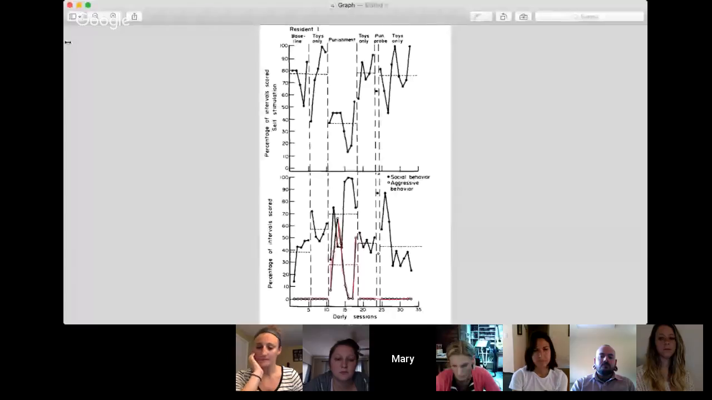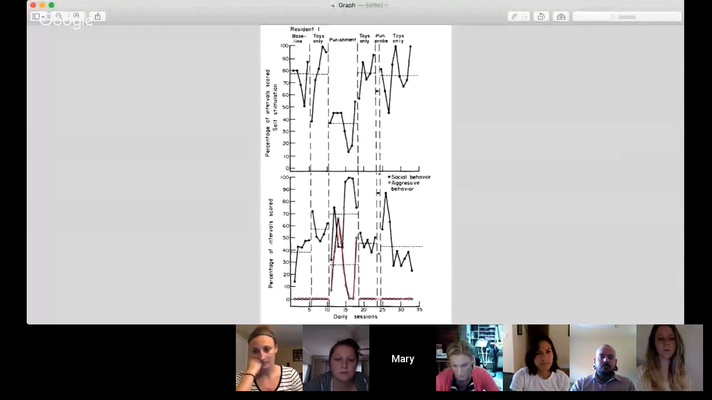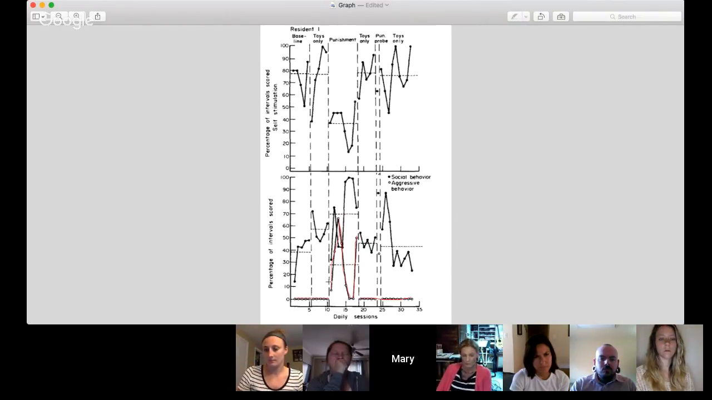Okay, so the graph, we're looking at the bottom graph, and you can see a red line. This is the graph showing the participant who engaged in physical aggression. So you can see, before punishment was implemented or introduced, the client did not engage in any physical aggression. Once punishment was implemented, he engaged in physical aggression. So he went from no physical aggression to a spike in physical aggression. It kind of goes back up, and then when punishment was taken away, it's back down to an absence of physical aggression.